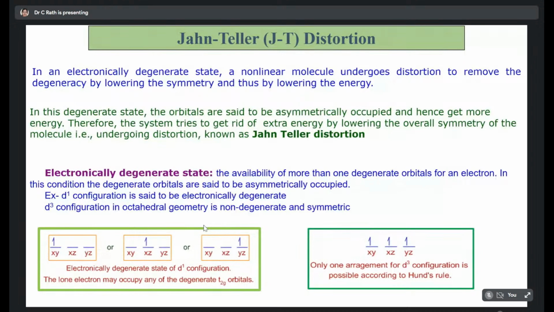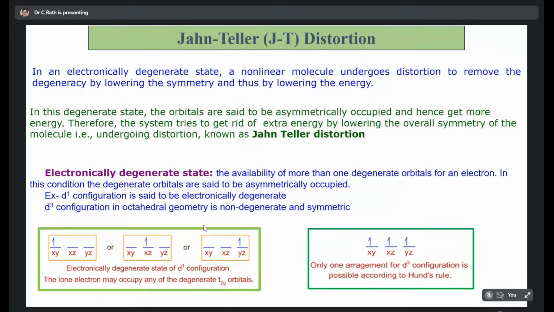So if it is a degenerate state, then orbitals are said to be asymmetrically occupied and hence get more energy, and that extra energy has to be taken out so that it will go to lower symmetry, lowering the overall symmetry of the molecule, and that undergoes distortion, known as Jahn-Teller distortion. So the availability of more than one degenerate orbital for an electron is said to be an electronically degenerate state. In this condition, the degenerate orbitals are said to be asymmetrically occupied.